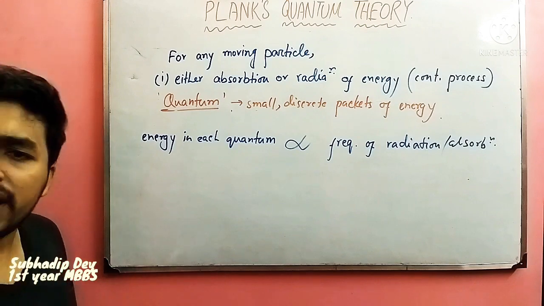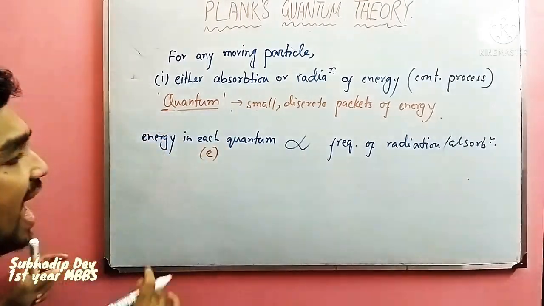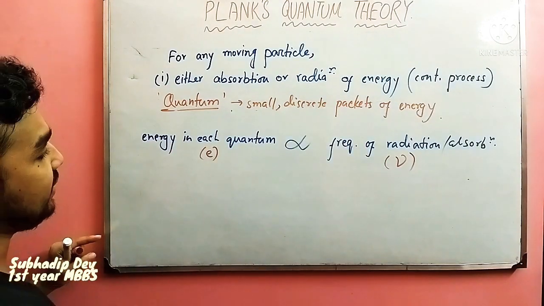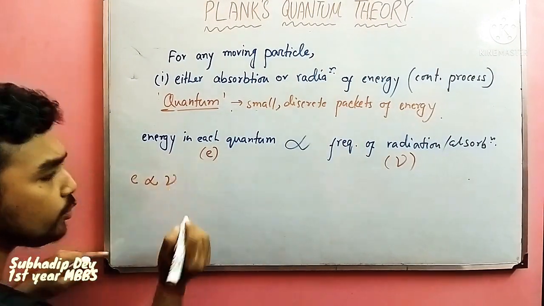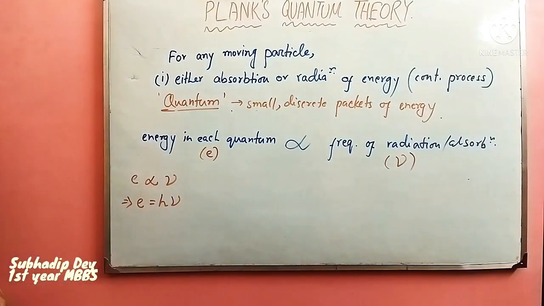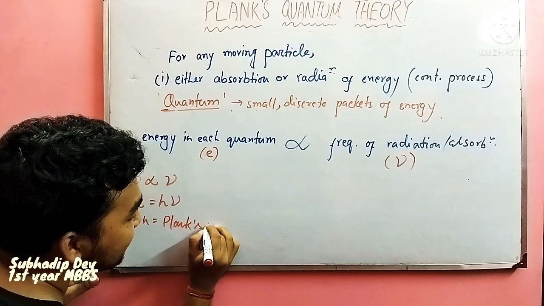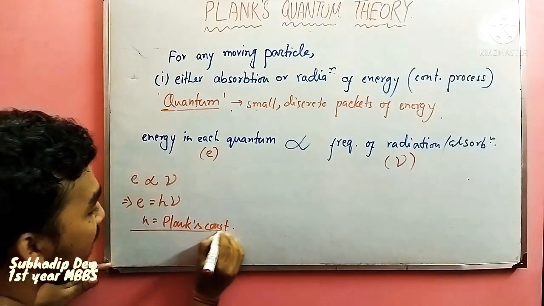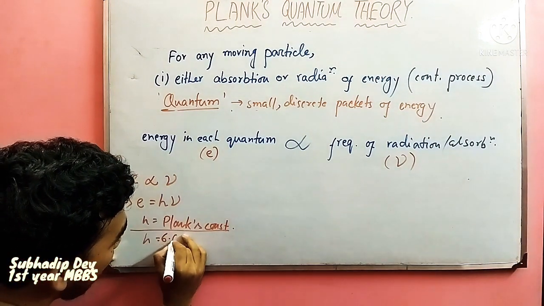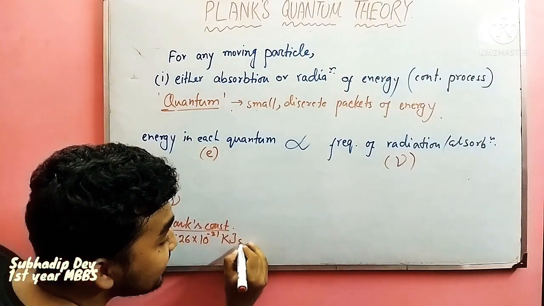Now, what does this actually mean? Let us take the energy in each quantum to be E and the frequency of radiation to be nu. According to Planck's theory, E is directly proportional to nu, and from here we get E equal to h nu. Here h is nothing but Planck's constant, the famous Planck's constant, and its value is h equal to 6.626 into 10 to the power minus 31 kilojoule second.